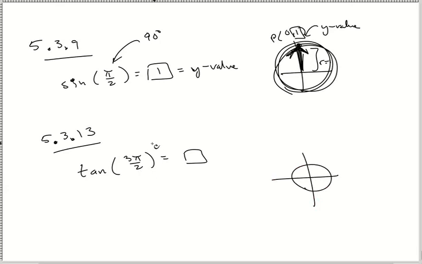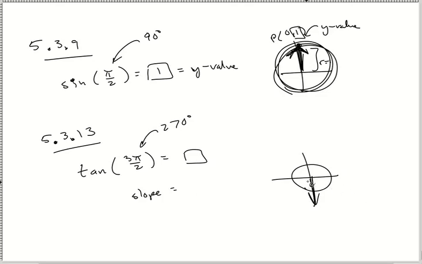Tangent of 3 pi over 2. What's the angle for that? Give me some degrees. What do you think? Do the math, convert it. I'm going to let you do that. It's 270. 270 is straight down. And so tangent is, again, my slope.